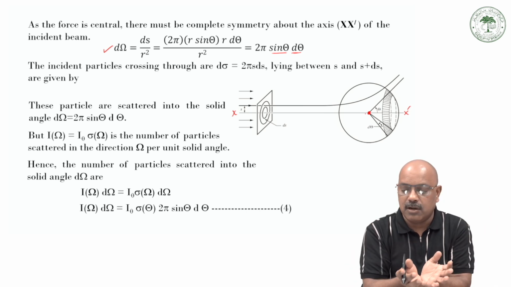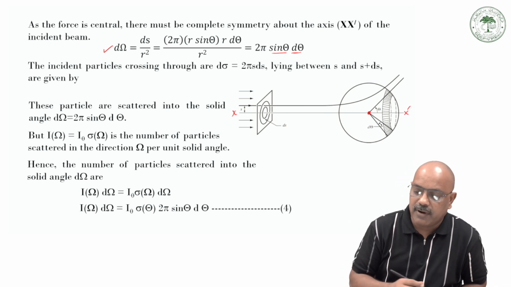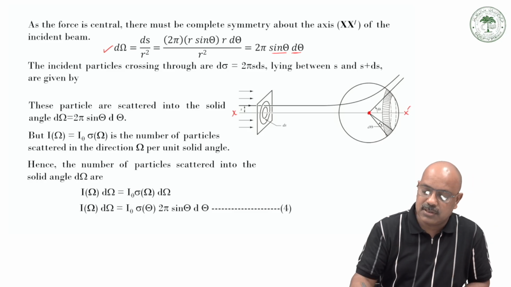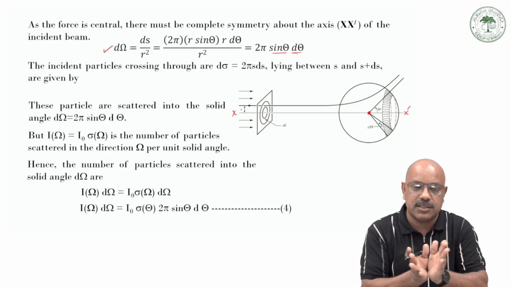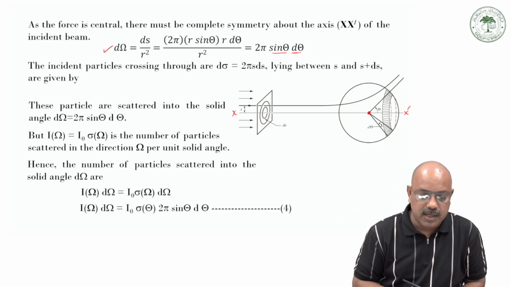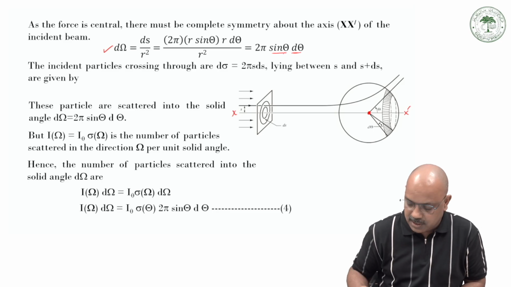You can make a solid sphere around the center, and then you can define the solid angle, because from there the scattering is taking place. So I think that you know what is solid angle, and why this is twice pi sine theta.